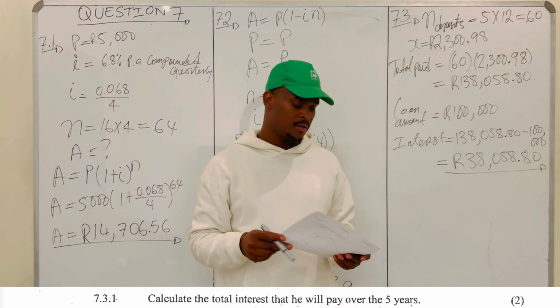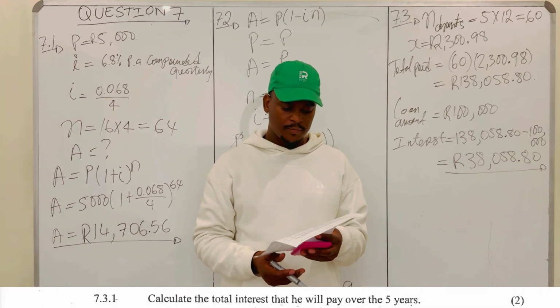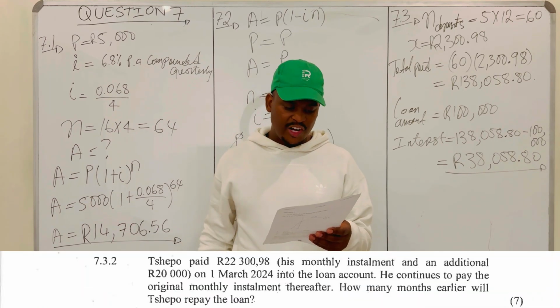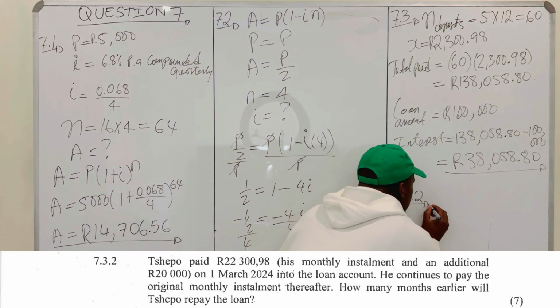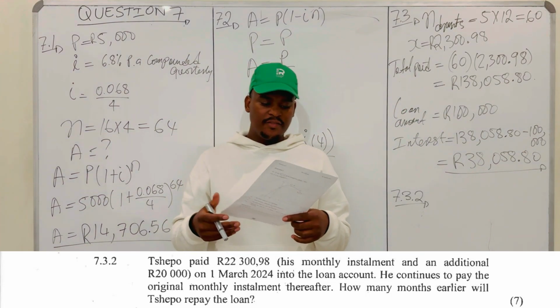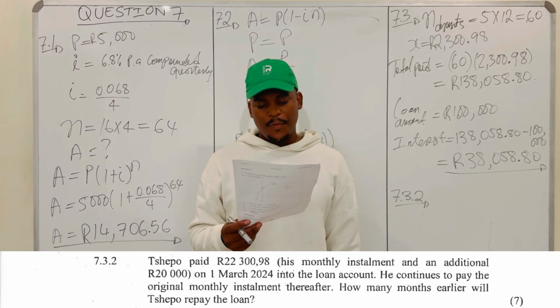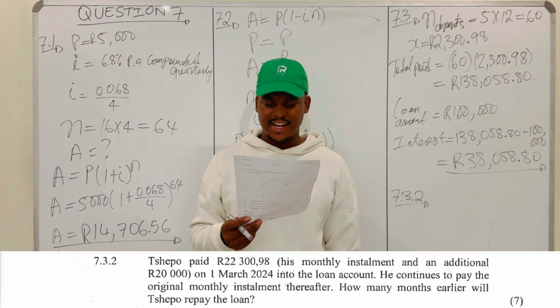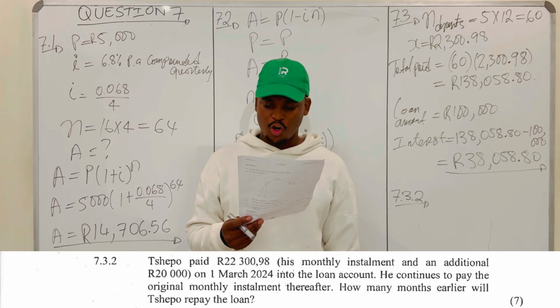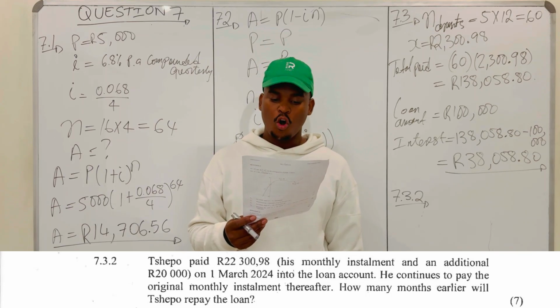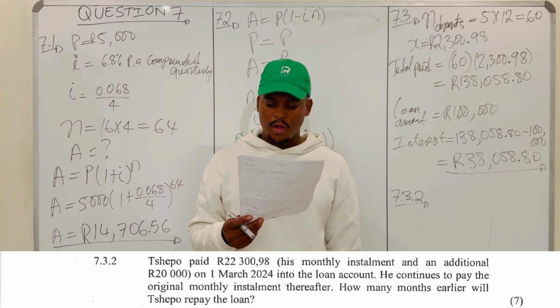That's the interest. So now we move on to 7.3.2. What are they saying? At 7.3.2, they're saying Tsepo paid 22,398 rands 98 cents, which is his monthly installment, and an additional 20,000 on 1 March 2024 into the loan account. He continues to pay the original monthly installment thereafter.